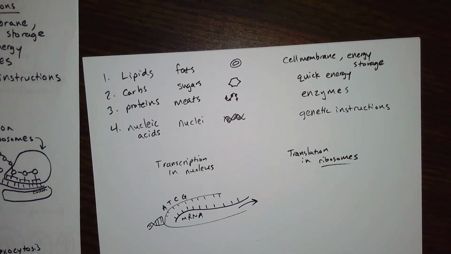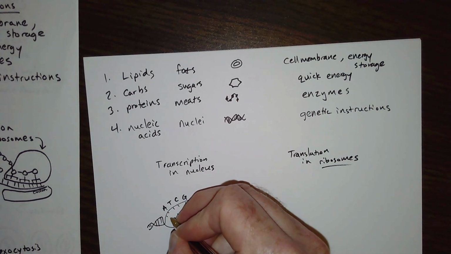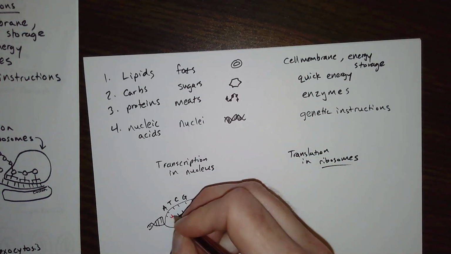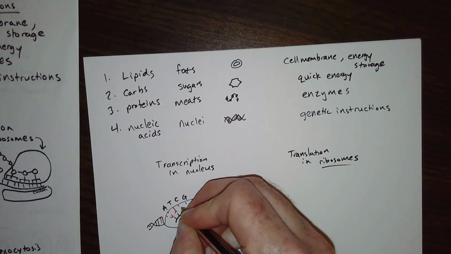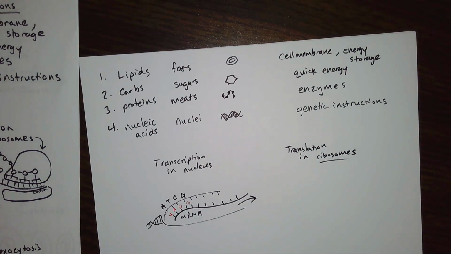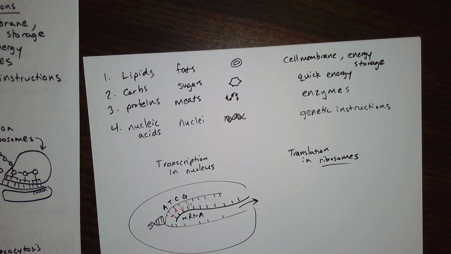And let's remind ourselves what connects up. A would normally bond with T. It can't bond with T. It has to bond with U because messenger RNA doesn't use T. But T still goes with A, C goes with G, G goes with C. This all happens in the nucleus, comes out through a nuclear pore.